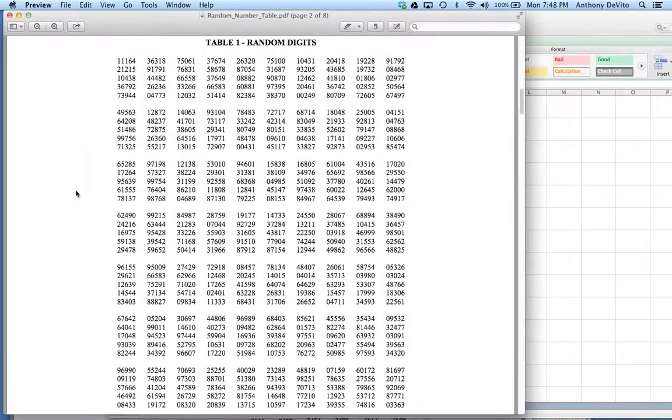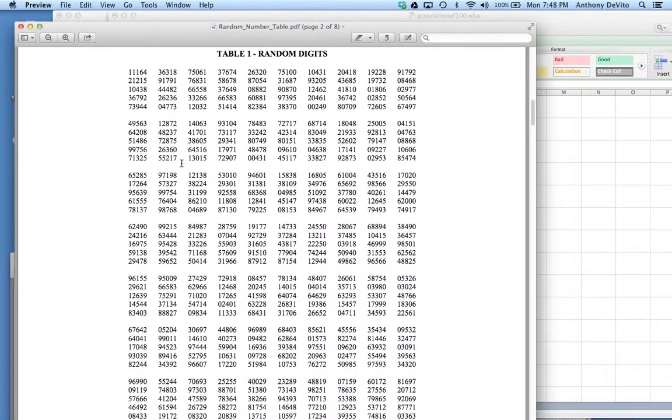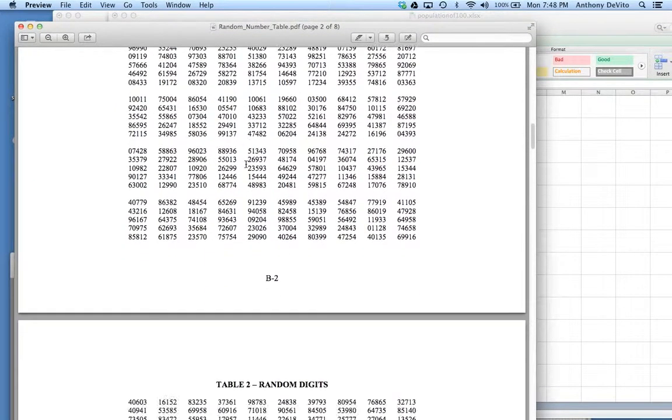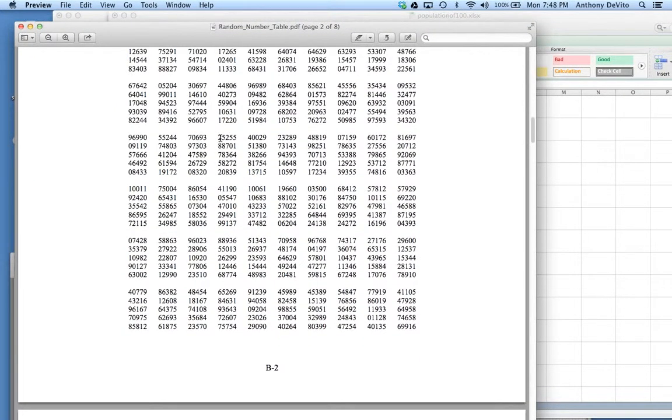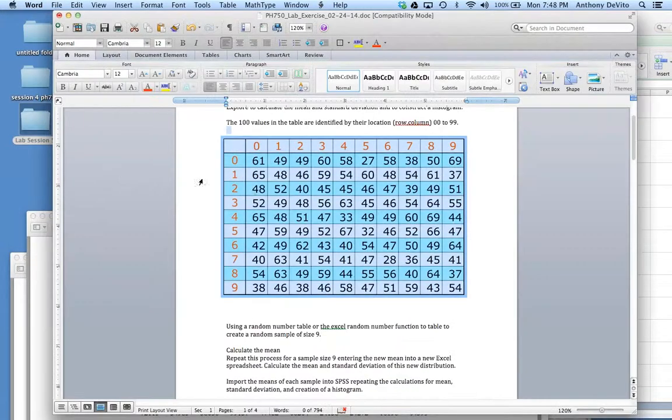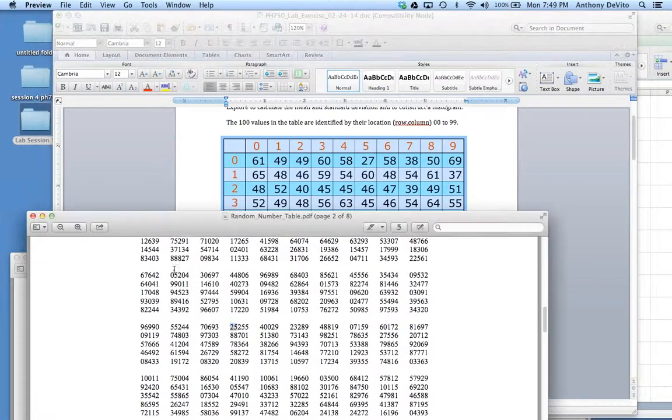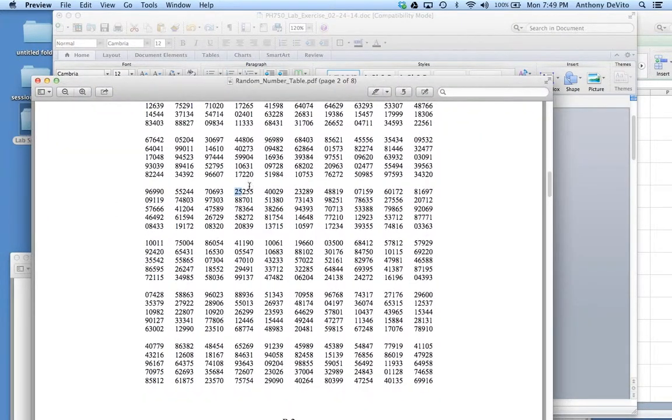You can get them in other places too. There are tables of random numbers that have been generated for you. The way you would use a table like this is you would pick out a random location to start from. For instance, let's say I start from here, 25. Remember, my subject number for each one of these people is defined by a column and a line. So person 25 would have a value of 46, row 2, column 5.